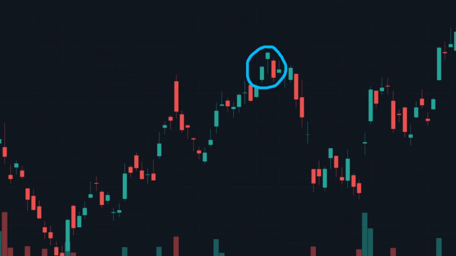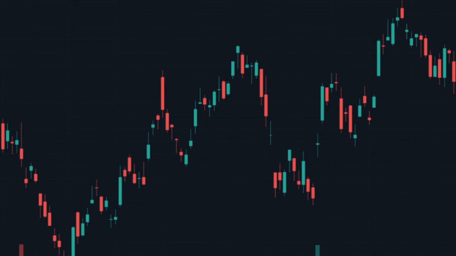So the first chart, the chart we looked at in the beginning, is a chart of Nvidia right here, a US tech stock, very big US tech stock. And the pattern we have circled in here is an evening star pattern. In this example, I just want to go through why this is an evening star pattern. All right, so I had some technical problems, but now we are back.